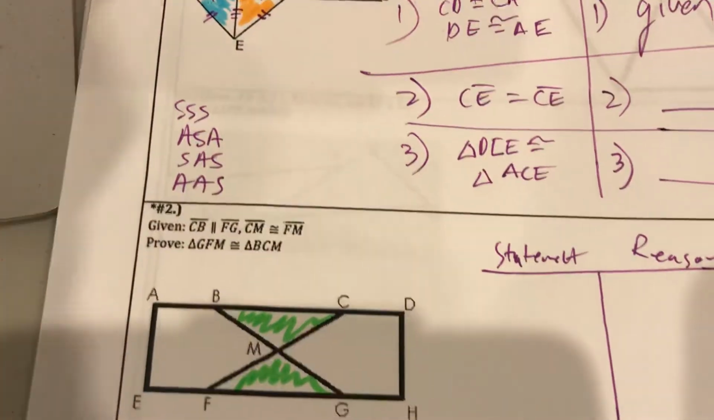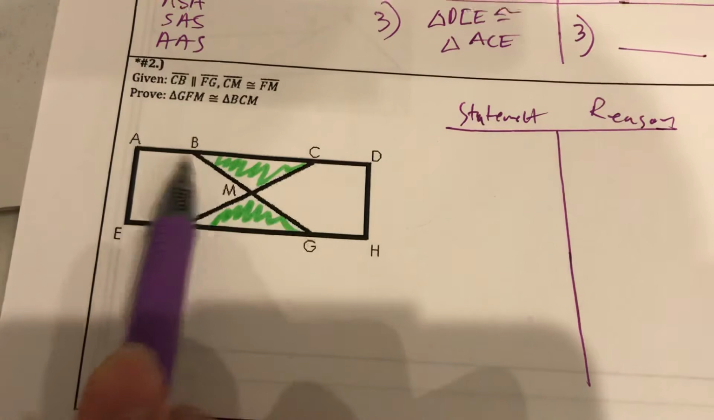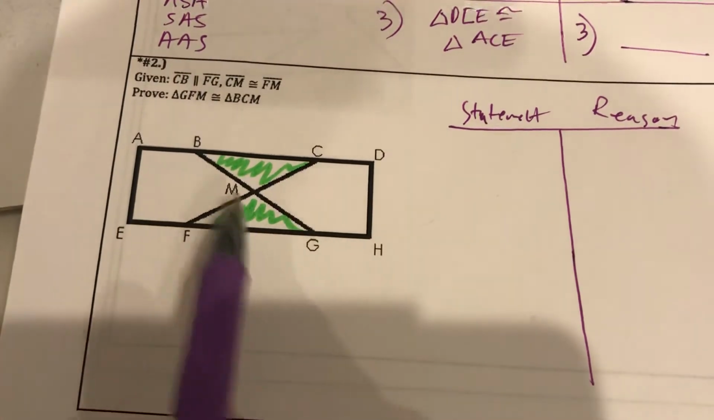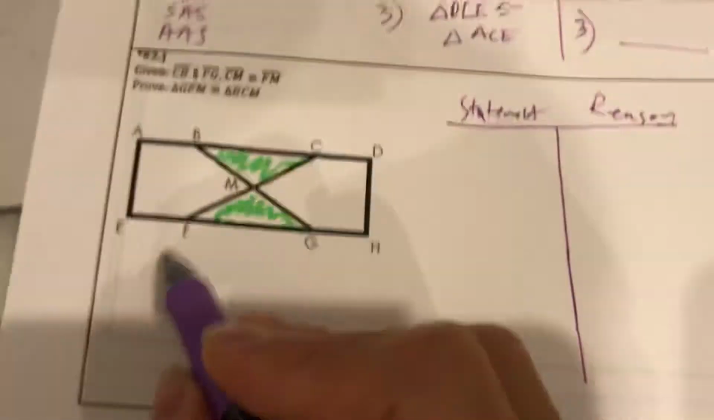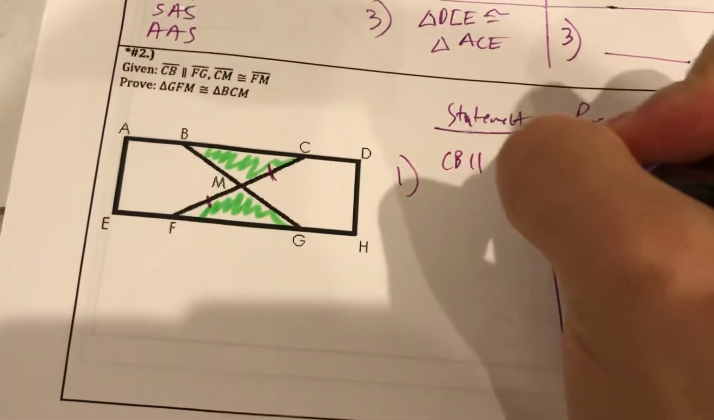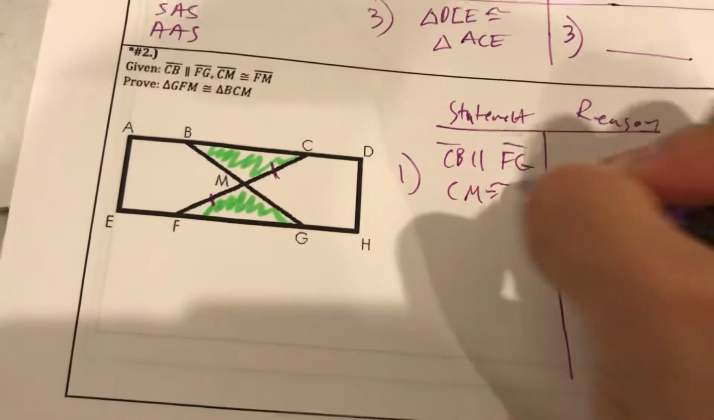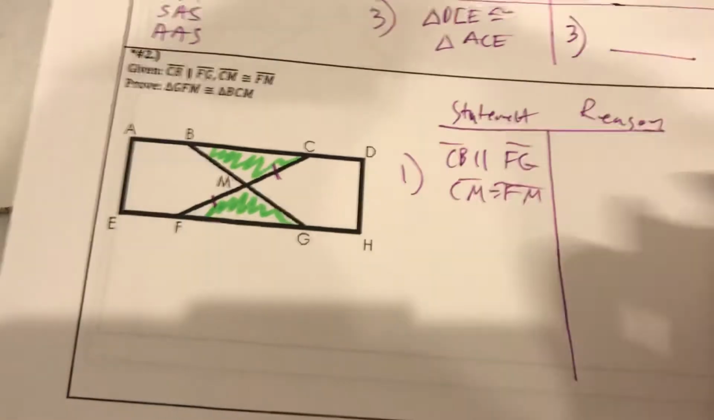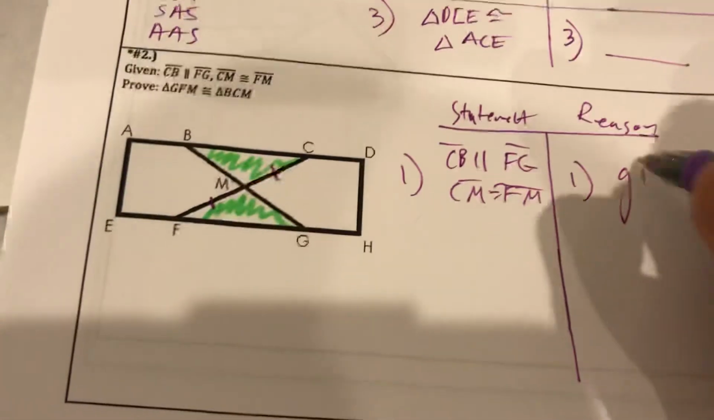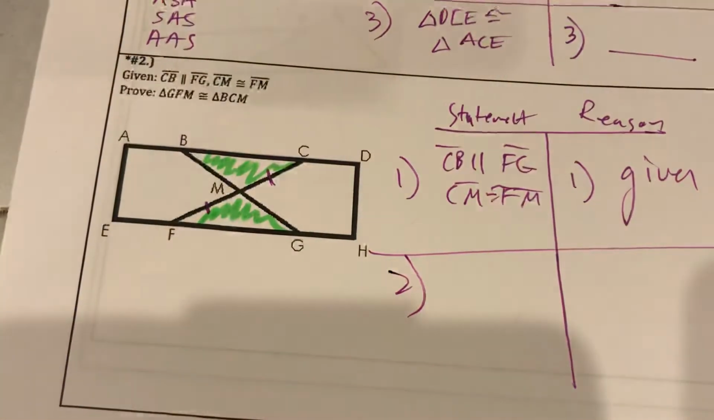Next piece. This is a little bit more complicated, but it's the same deal, right? Here it is. First, we are given that CB is parallel to FG, okay, and then CM is congruent to FM. So we have one side already, okay? So let's put this down. First piece, CB is parallel to FG, so that's given. And then also CM is congruent to FM. How do you know that? Because it's given, right? That's super easy.